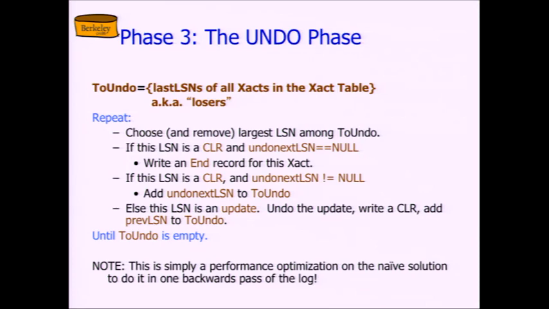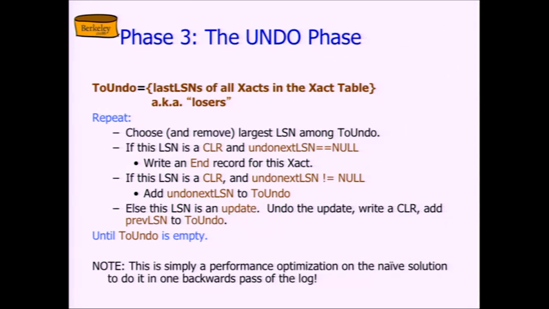But if it was a CLR and its undoNextLSN is null, that means it's the CLR of a transaction that was finished undoing things. This is the compensation log record for the first log record of some transaction. So all we need to do for this one, we don't have anything more to undo. We just write an end log record for that transaction. He's done undoing.